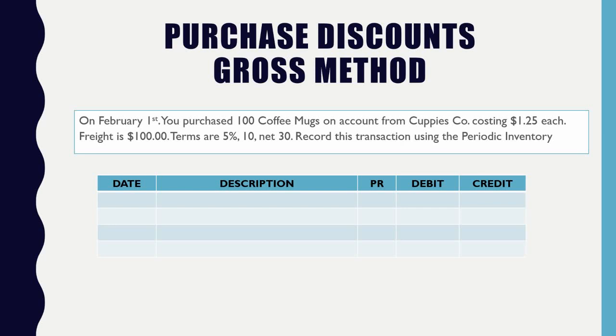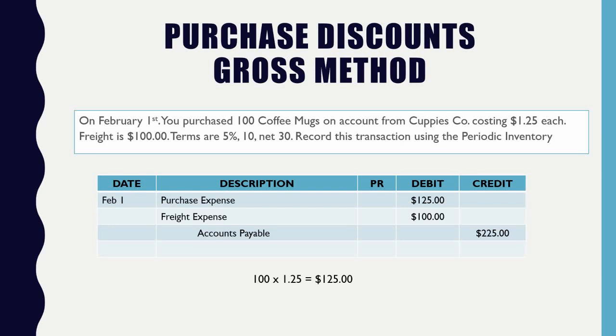So we're just going to recognize the full price of the product because, again, we must meet this condition in order to recognize the discount. That's what the gross method is, right? We take the discount later. So in this case, on February 1st, we record a purchase of $125, 100 mugs at $1.25, plus the freight of $100. That means I owe on account a grand total of $225. That's the gross price, okay?